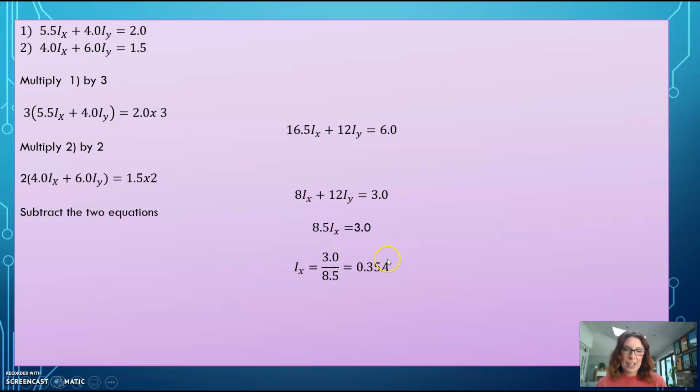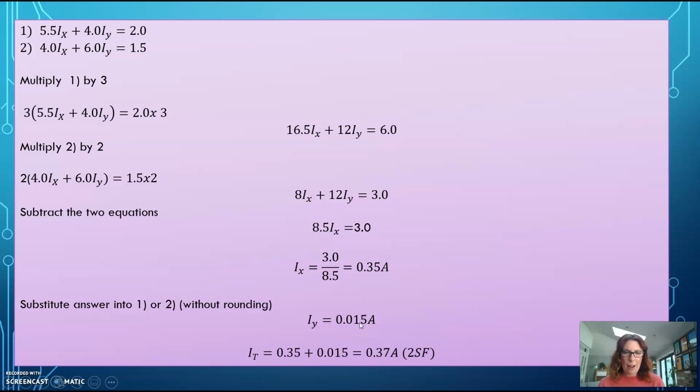Okay, I can then sub this back into either one of these, and I will find IY. So I think I've subbed it into, oh, I don't know which one I subbed it into. You get a slightly different answer for both of them because I rounded this. If you don't round it, you still get a slightly different answer for both of them, but I think they round to the same number. So it's 0.015. Now, that gives you a total current of 0.37 amps. But that's all rounded to 2 sig fig.